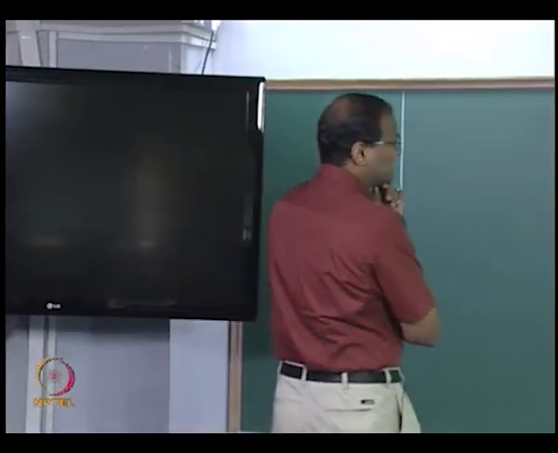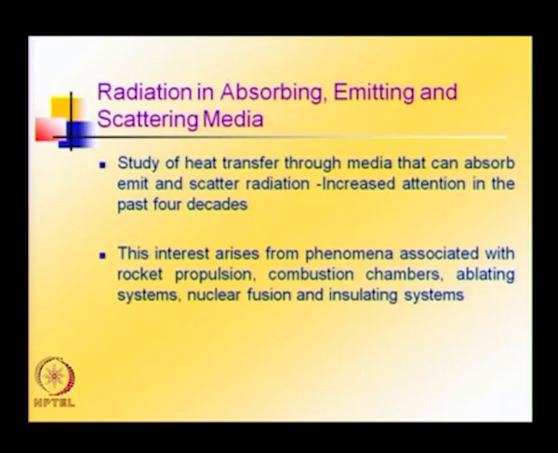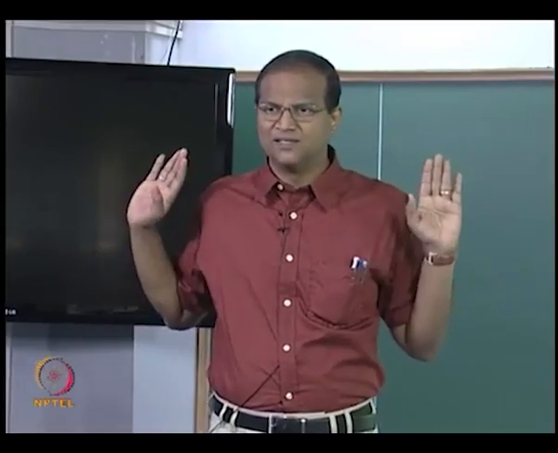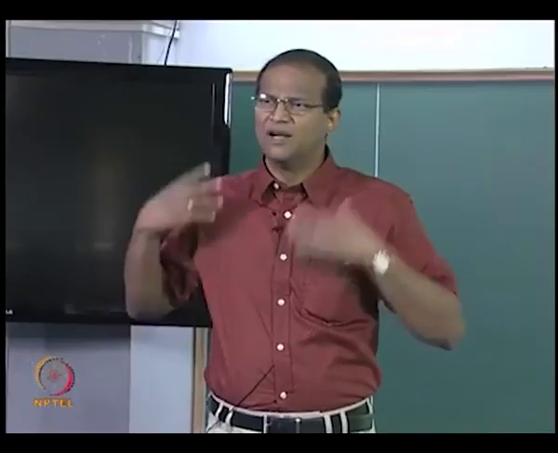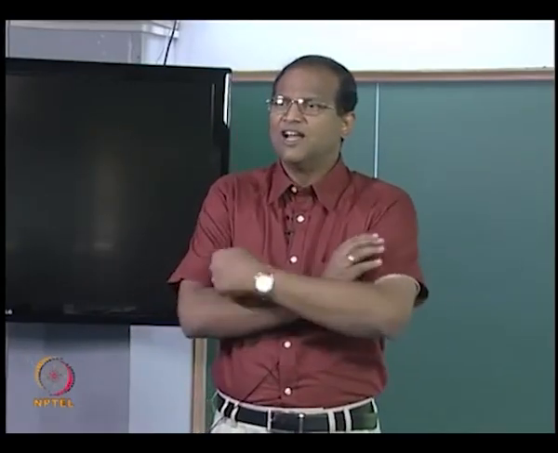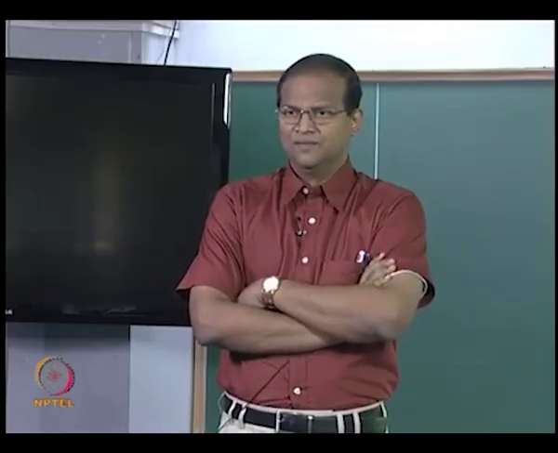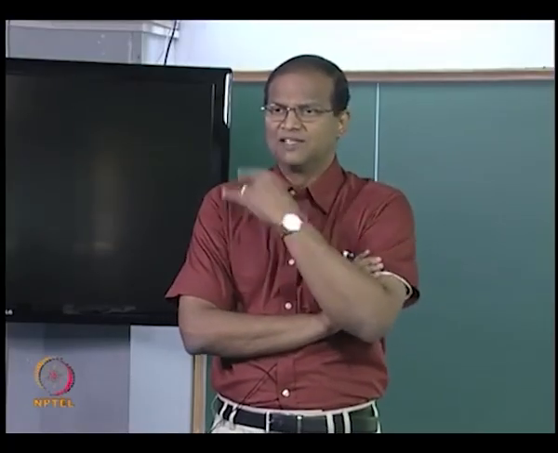The interest arises from phenomena associated with rocket propulsion, combustion chambers, ablating systems, nuclear fusion and insulating systems. In all these cases you have gases which are participating, unlike air. In this room, radiation from the left wall will directly go to the right wall, the air will not participate. Air is at some temperature, convection may take place, that is okay, but this will not create mischief. But the moment you put in carbon dioxide or water vapor, it will do something: it will absorb, and it will scatter.